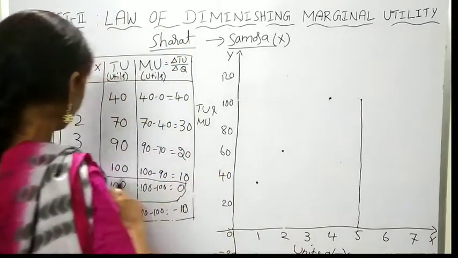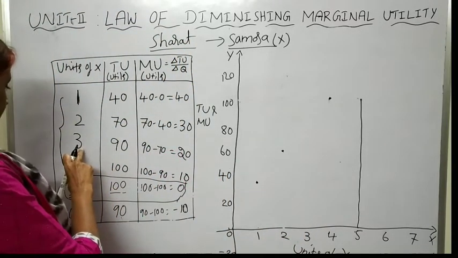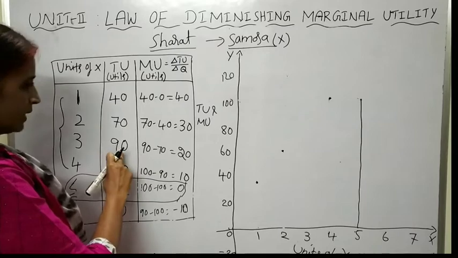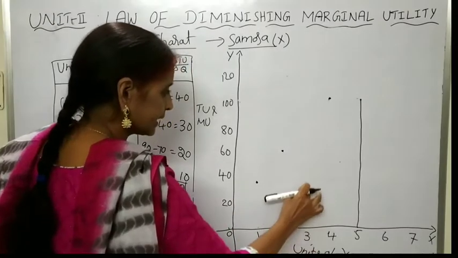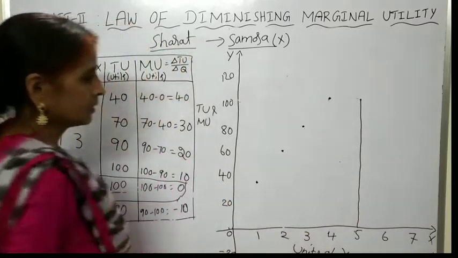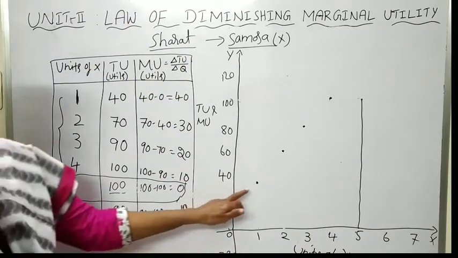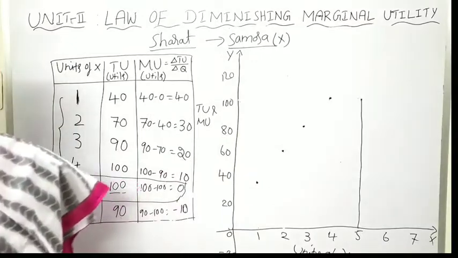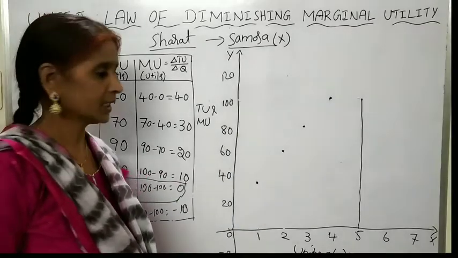The next one, at the 3rd unit, means by consuming the 3 units the total utility derived is 90 utils. Okay, put a point here. So by combining these points we are able to derive the total utility curve.